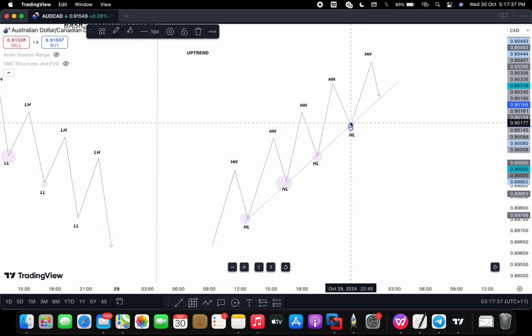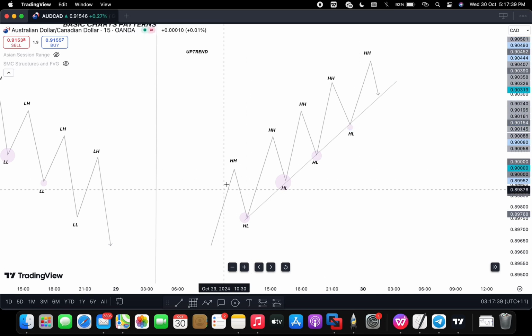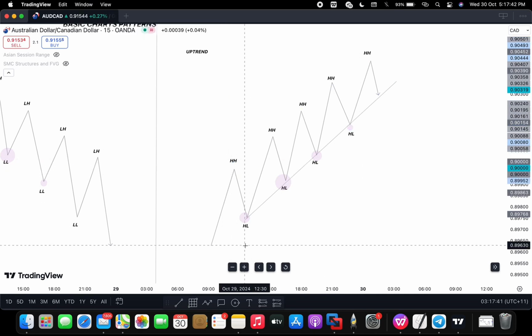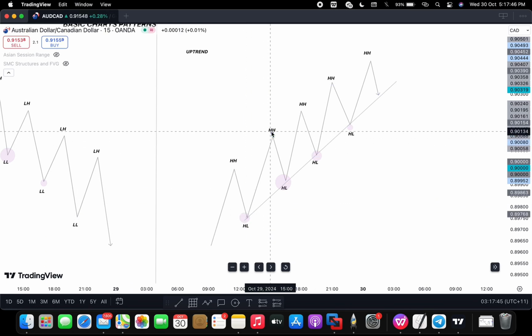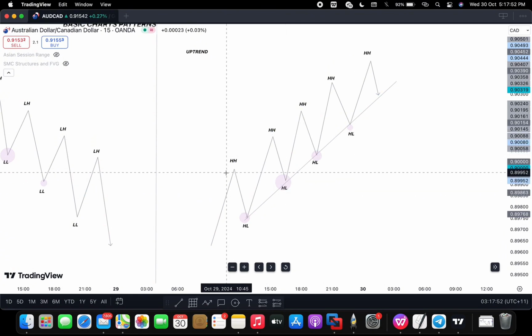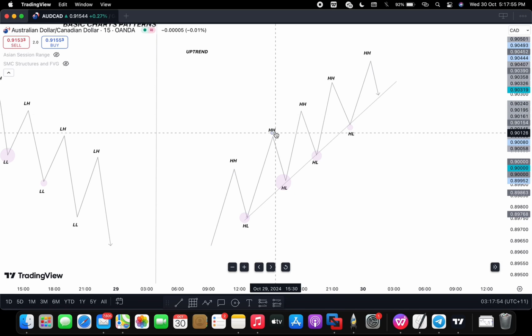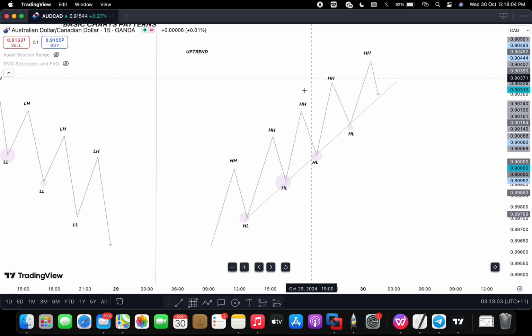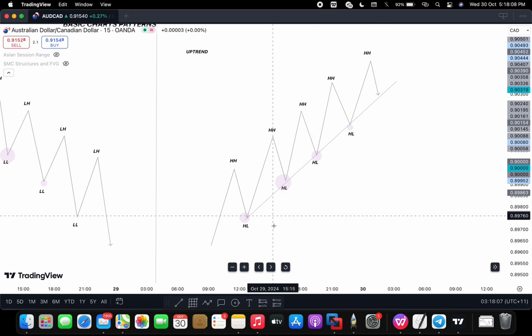Right. So why do we call this part a higher high, and why do we call it a higher low? This high is higher than this high, this high is higher than this high, and this high is higher than this high. So it's a higher high.